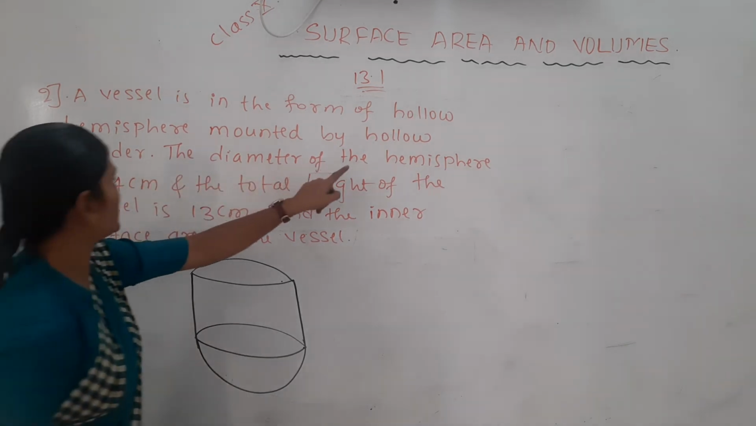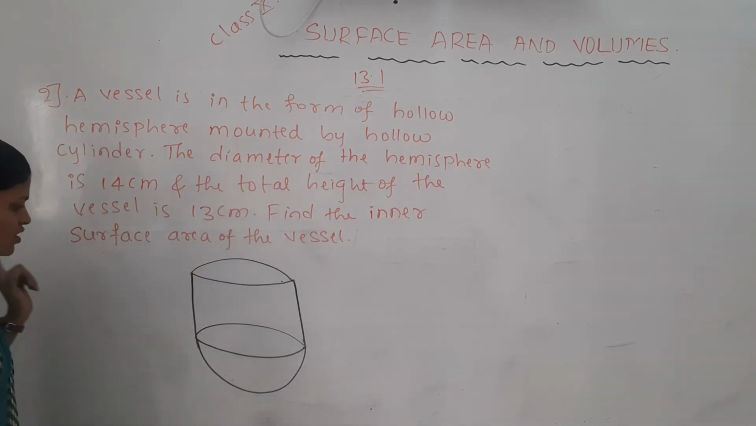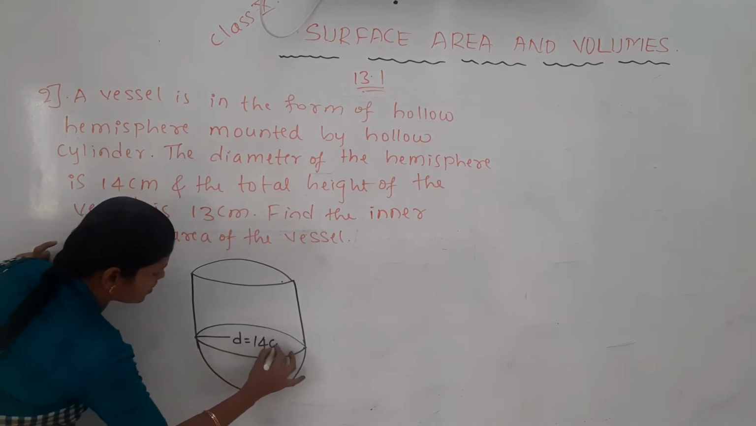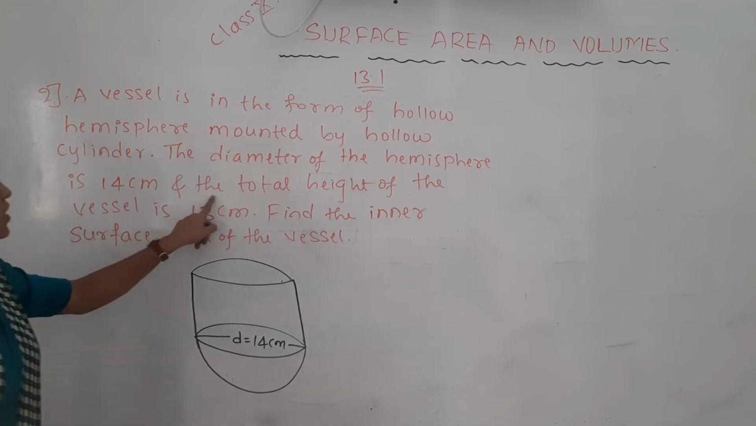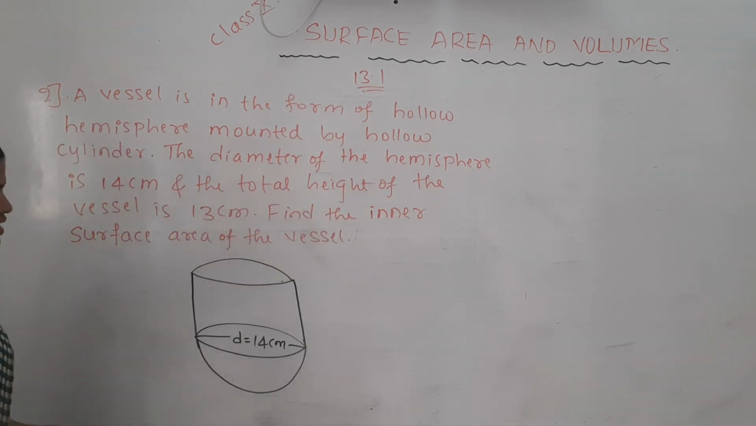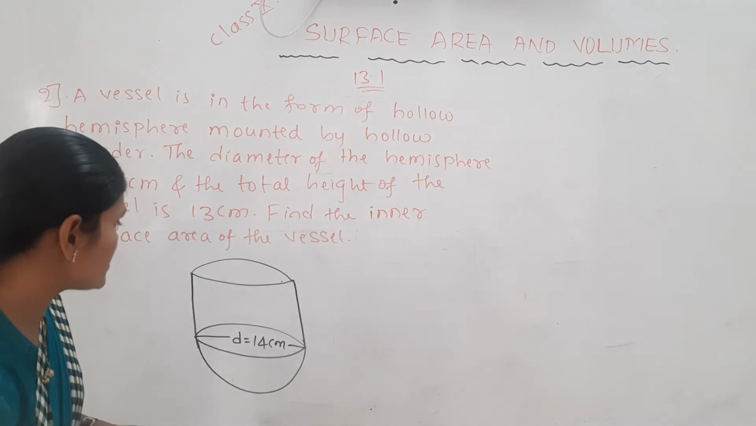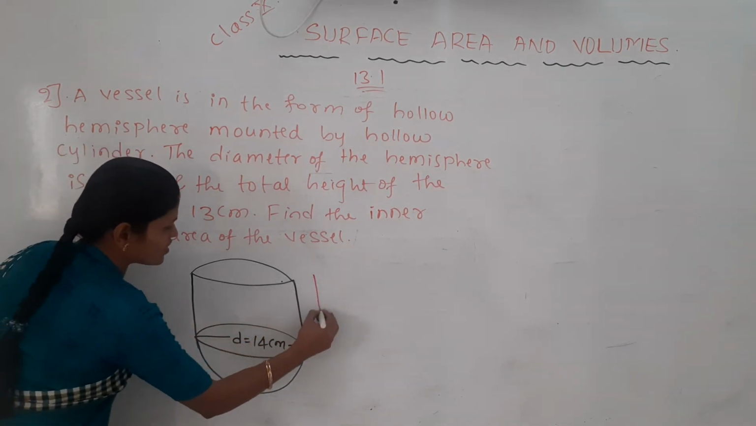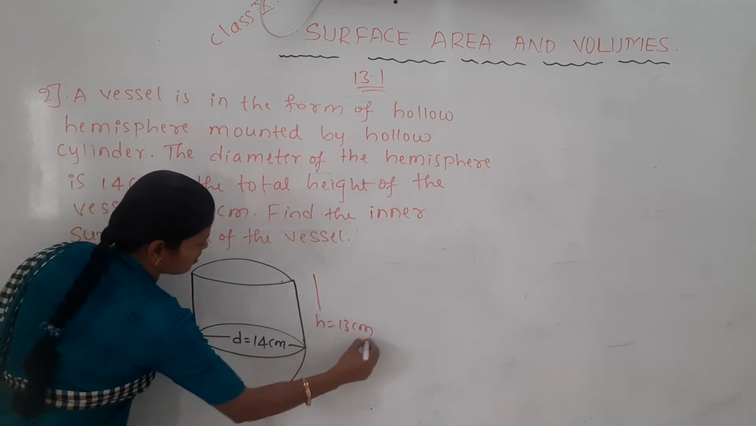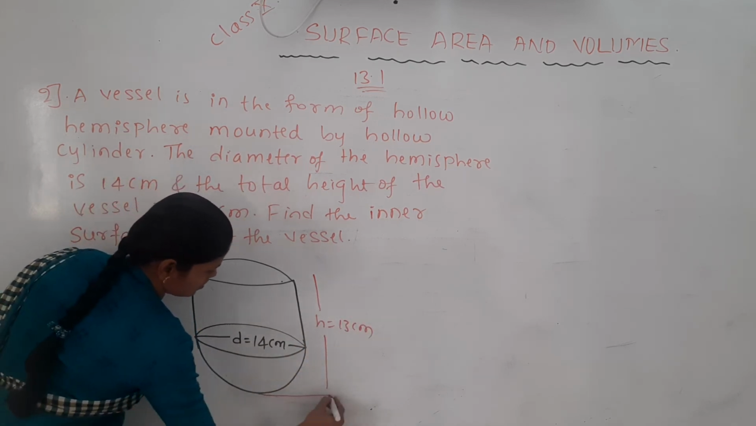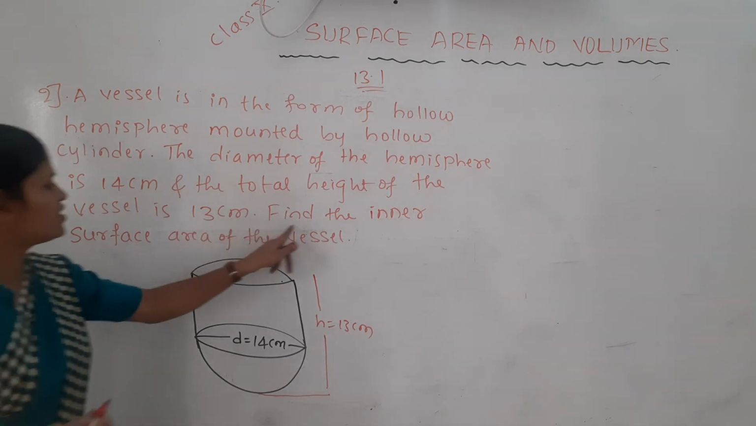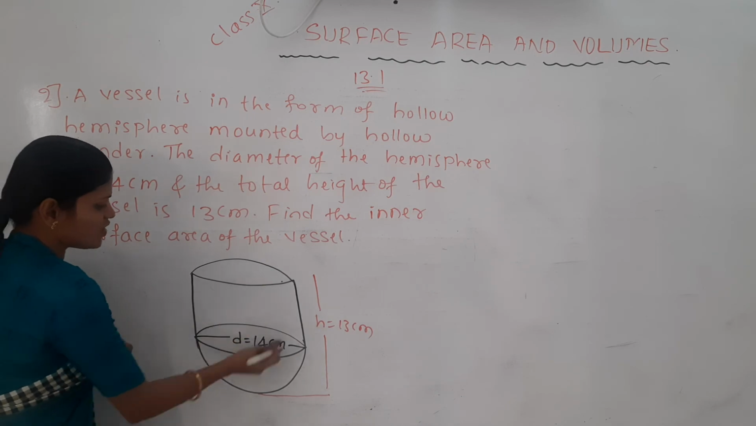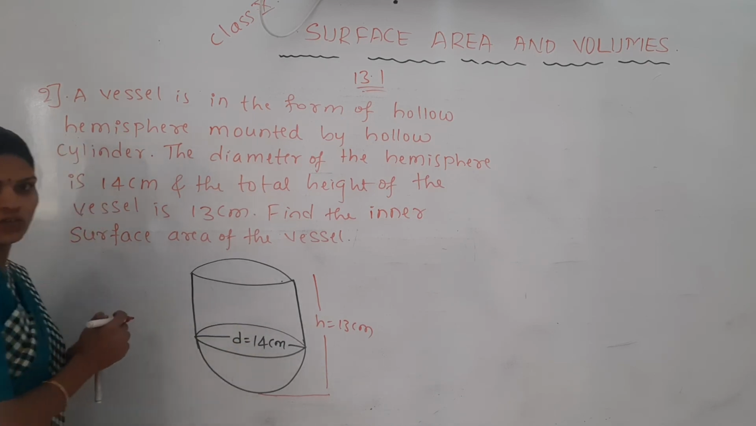The diameter of the hemisphere is 14 centimeter. The total height of the vessel, including the hemisphere and the hollow cylinder, is 13 centimeter. What is the question? Find the inner surface area of the vessel. The inner surface area of this total vessel we need to find.